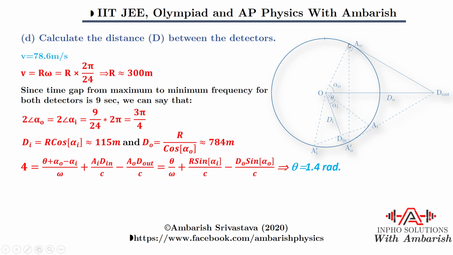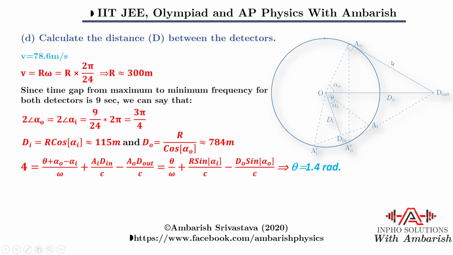So it is peak of one to peak of other, that was 4 seconds, and peak to valley was 9 seconds. Okay, so peak to peak was 4 seconds. Now what is the time? Let us say we start our clock when the source was at A naught. At what time will the signal emitted from here reach D out? That time will be equal to A naught D out distance divided by C. So this is the time in the clock, A naught D out divided by C, when the outside detector registers a maximum.